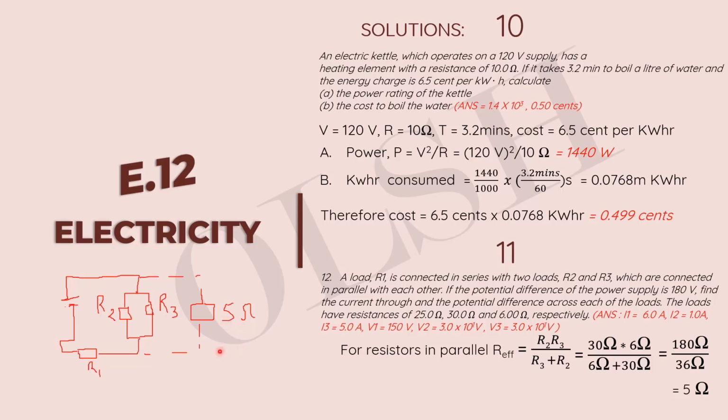After we've done that, we can use the value of the effective resistance to get the amount of current flowing through the circuit, using the voltage across the circuit, which is the voltage of the battery. So let's move on.